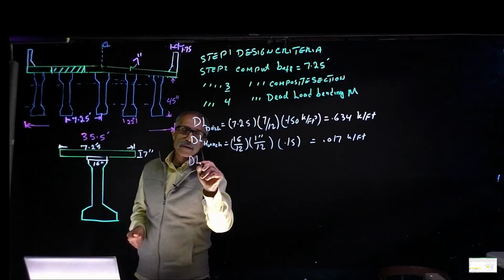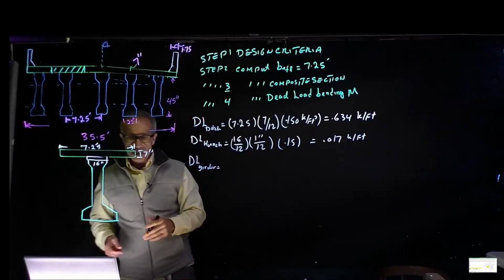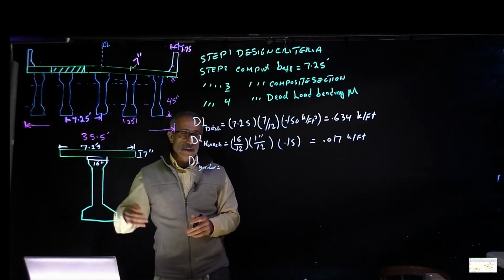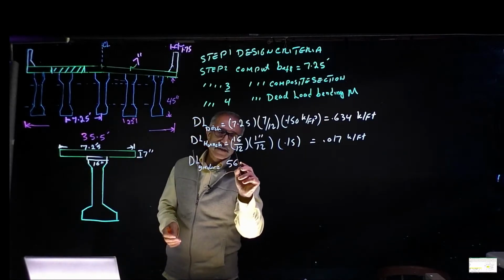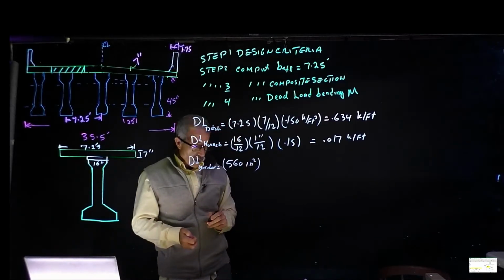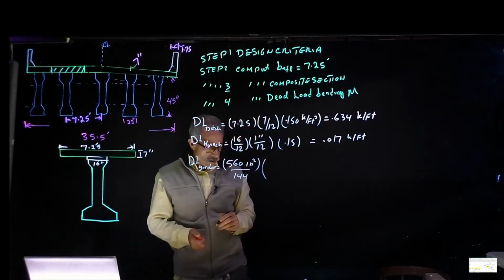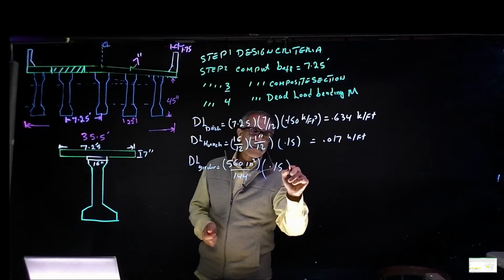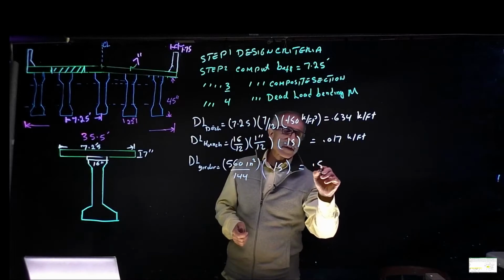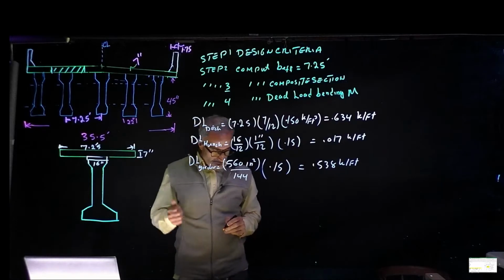So the next thing we're going to do is the dead load of the girder itself. And this is this big hunk of concrete. The area of this whole thing is already pre-calculated, as given, as 560 inches squared. Divide that by 144, let's make it square feet, and then multiply it by 150 pound concrete. And that gives me about 0.538 kip per foot.